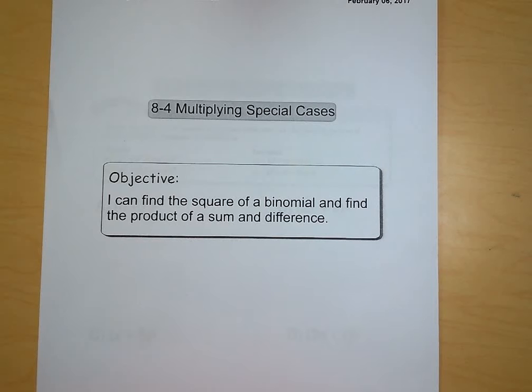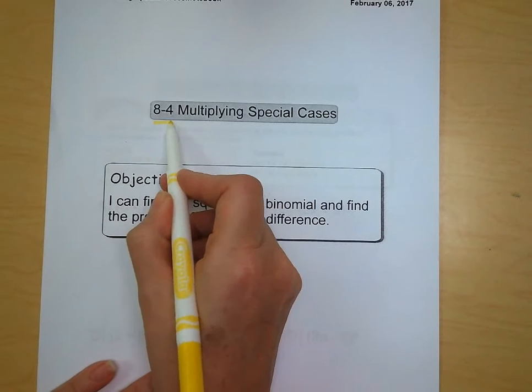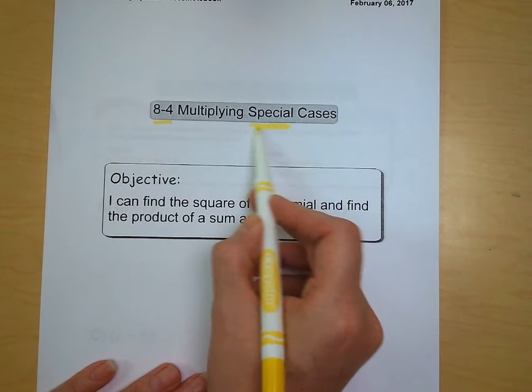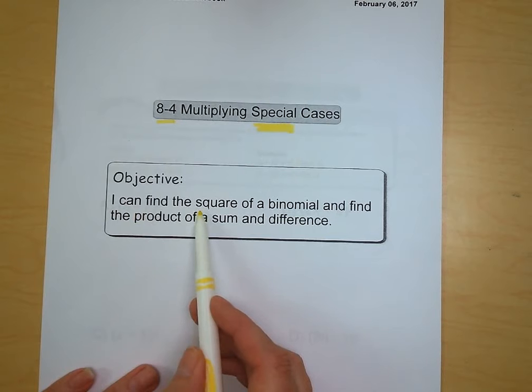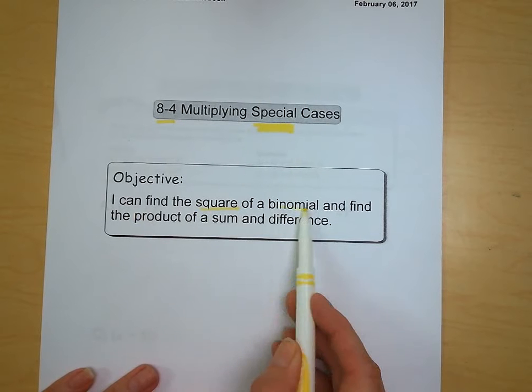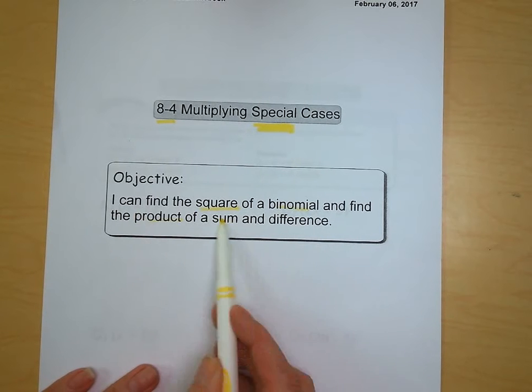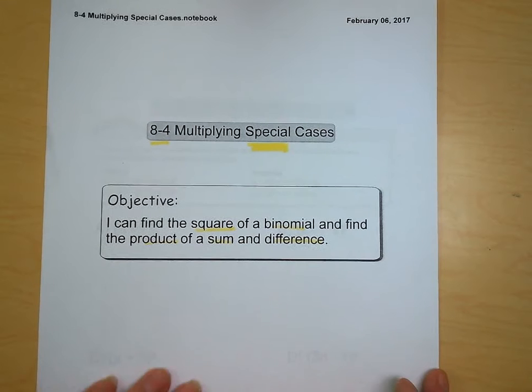Hi guys, today's lesson is going to be 8-4, multiplying special cases. Our objective for the day is to find the sum or the square of a binomial and the product of a sum and difference. So we're going to see two special cases.